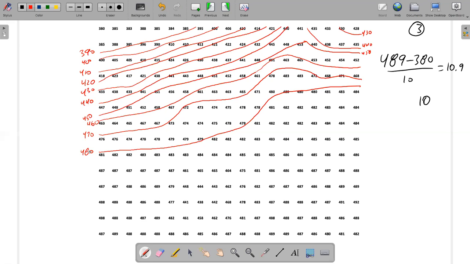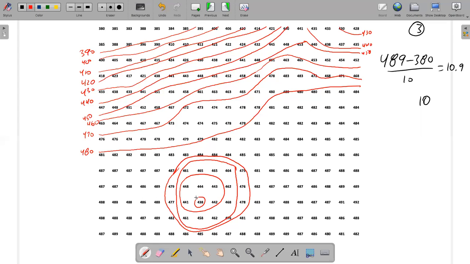So this one's pretty chill till you get down toward the bottom. And then there's a line for 470. Just kind of like this. And then a line for 480. And then 450. And 440. I think that's about it.